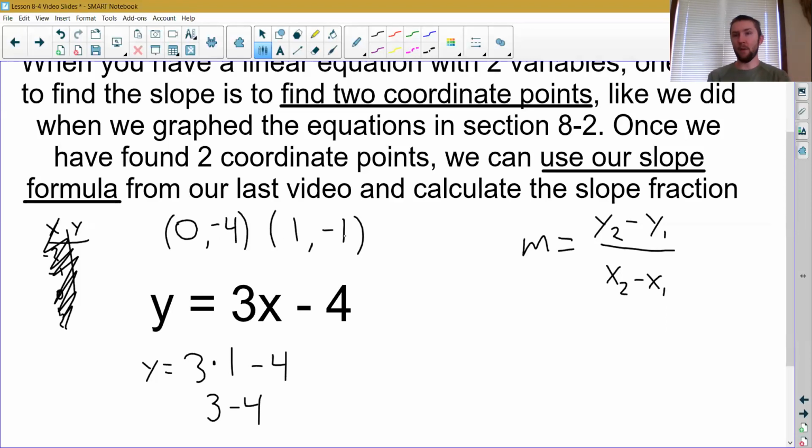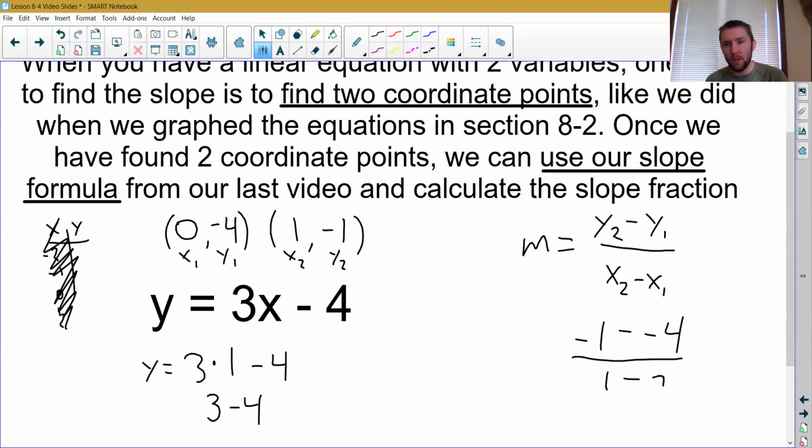Okay, so I've created for myself 2 coordinate points, just like we saw in our last video. And now I can calculate the slope using my formula. So I'm going to take the 2 coordinate points that I just created from these equations, and I'm going to identify x1, y1, x2, y2, and I'm going to plug them in here. So the top of my fraction says -1 minus -4. Okay, so that's going to be kind of a tricky minusing negative subtraction stuff. And then because of the way I've designed this, x2 minus x1, 1 minus 0 is just going to be 1. So the bottom of my fraction is just going to be 1.